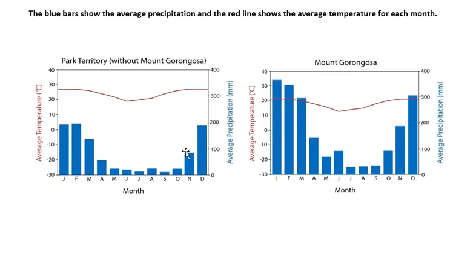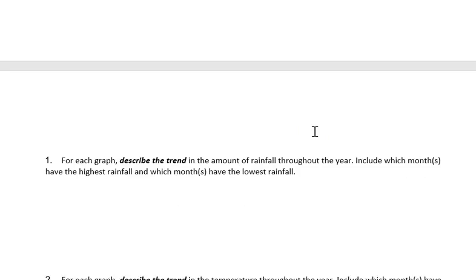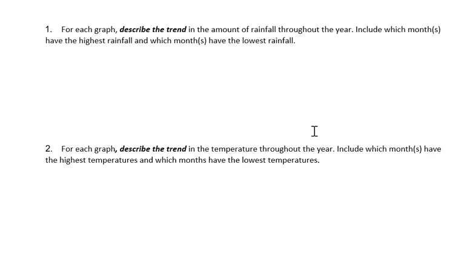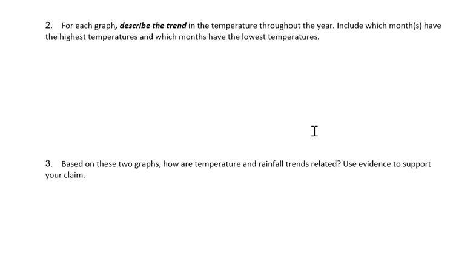For each of those, you're looking at two regions of the park, the territory without the mountain, and then Mount Gorongosa by itself. Then you're going to go through, interpret each graph, and describe the trend. It pretty much tells you what information I need. Do that for both graphs. Then you're going to talk about how rainfall and temperature trend together, and how they're related to each other based on the graphs.